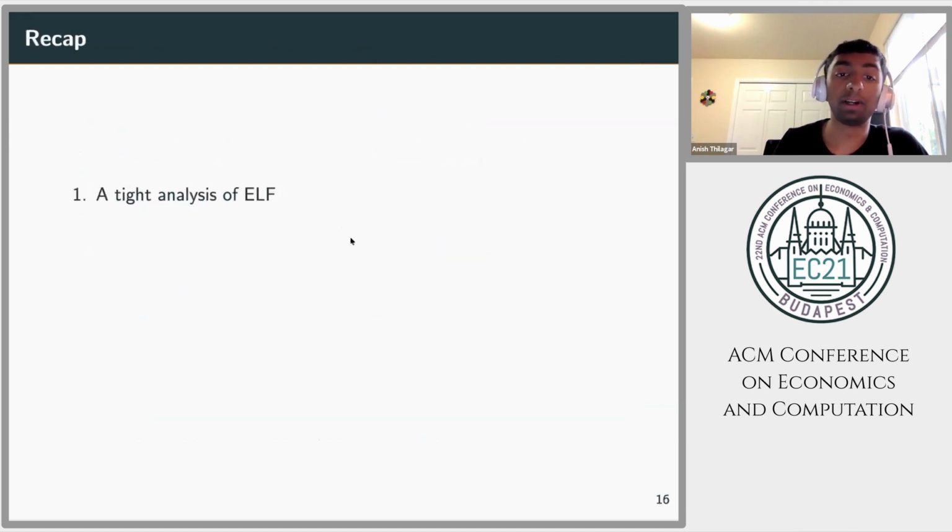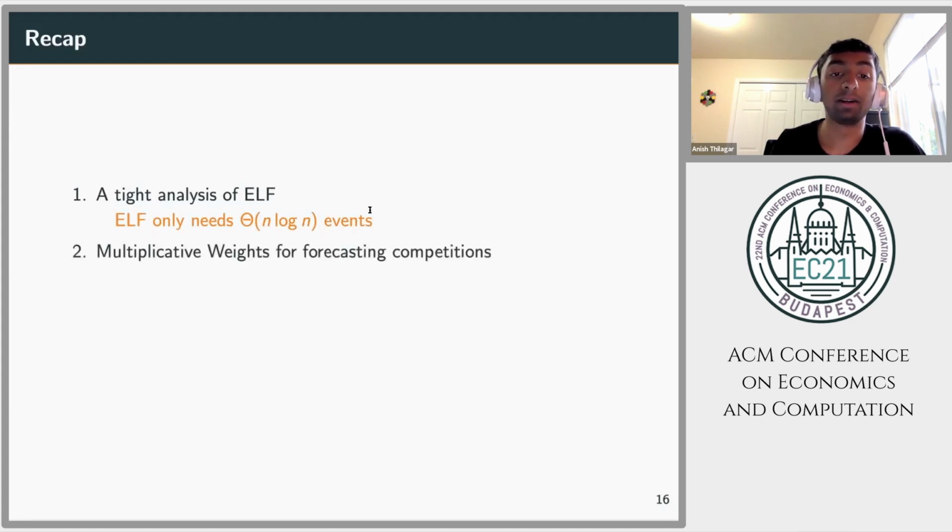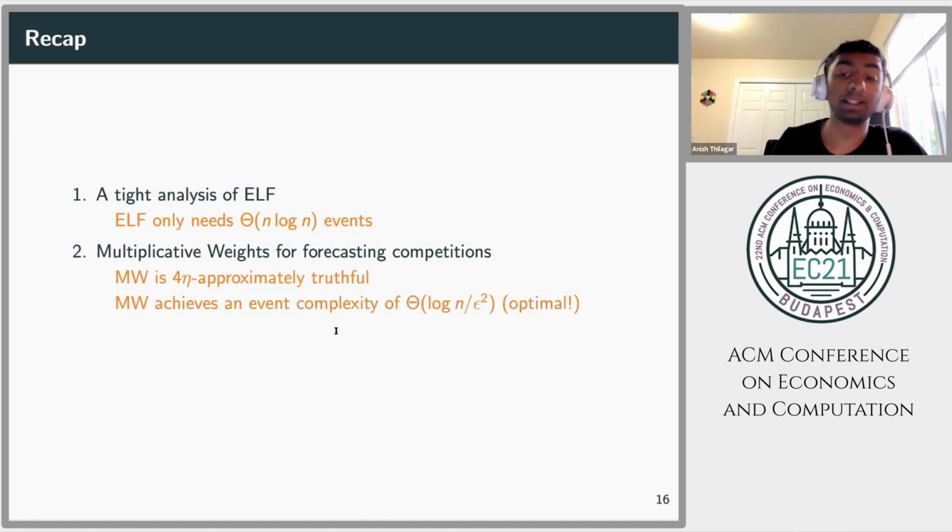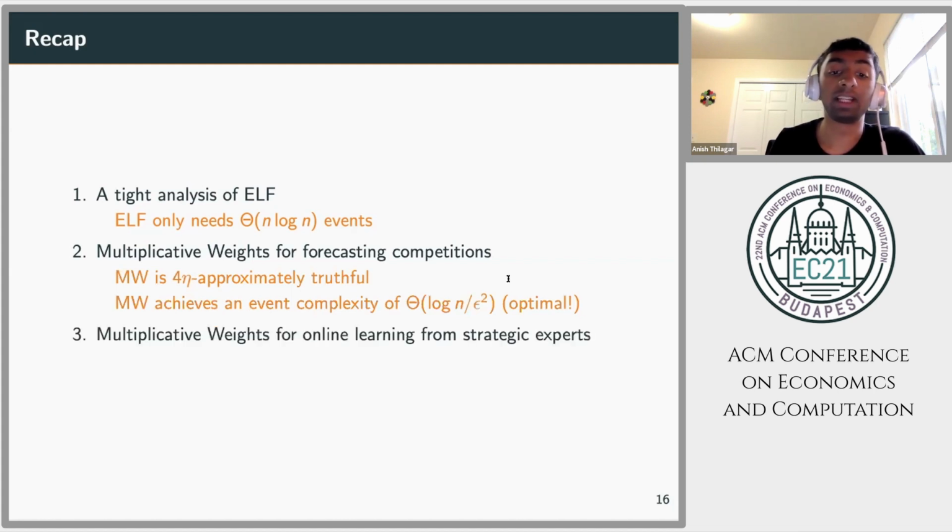To recap, we first did a tighter analysis of ELF, showing that it needed exactly order n log n events. Then we looked at a better algorithm, multiplicative weights for forecasting competitions, and we showed that it was 4 eta approximately truthful. That lets us show that it's accurate with order log n over epsilon squared events, which is optimal. And finally, we looked at multiplicative weights for online learning from strategic experts, and we gave the first no regret guarantee for non-myopic experts.